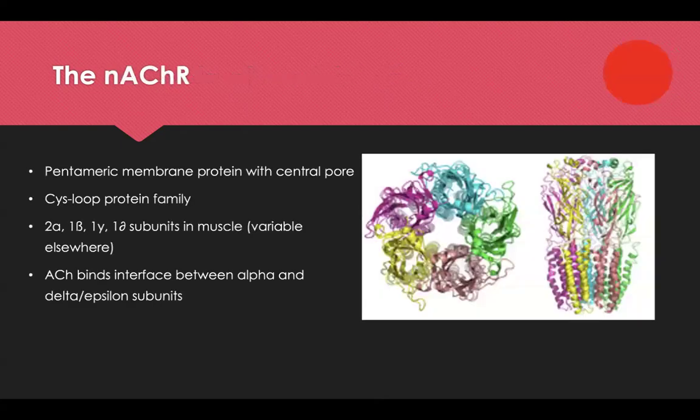The receptor itself is a pentameric membrane protein. It has this central pore, which, as I said, is permeable to cations. It's not too important to understand all of this about the subunits, but just as a matter of interest, there are two alpha, one beta, one gamma, and one delta subunit in muscle, but that changes depending on where this receptor is being expressed. And the acetylcholine is binding at the interface between alpha and delta or epsilon subunits. There is good crystallography evidence of this, which I haven't included in these slides, but if you were looking to do an essay on that, that might be something worth reading about.